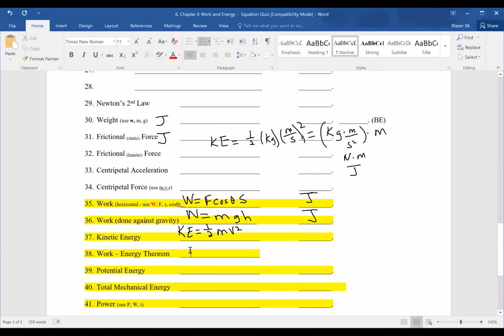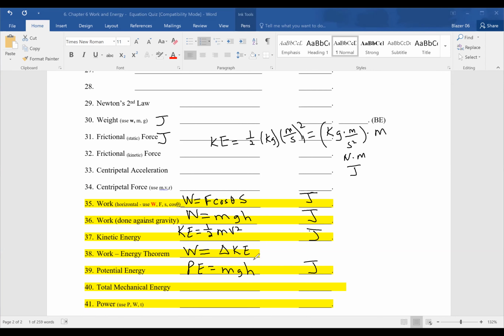I want to put in the work energy theorem. So we said that this is also in joules. And we said the work energy theorem is work is equal to change in the kinetic energy. And then we expanded that earlier. Then we said the potential energy is mgh, and that's also joules. So I want to do a couple more equations before we do a few problems.